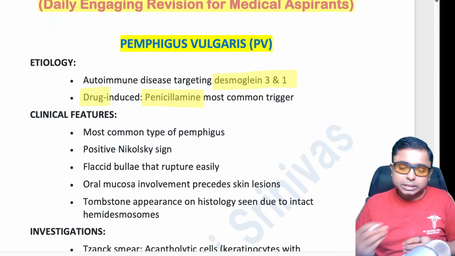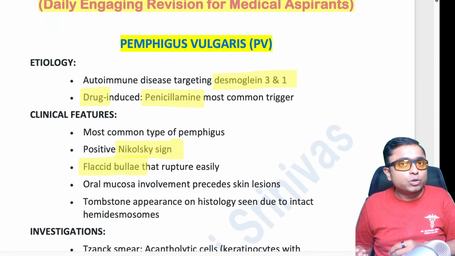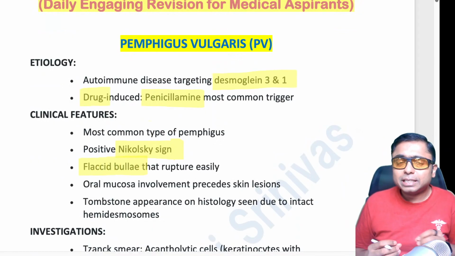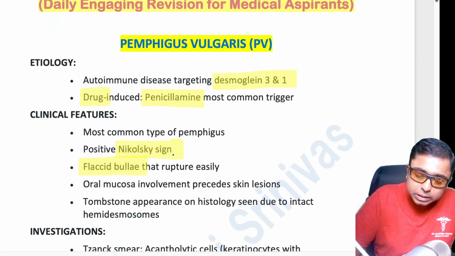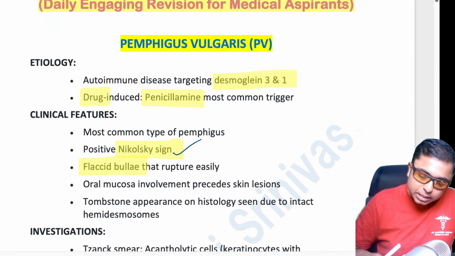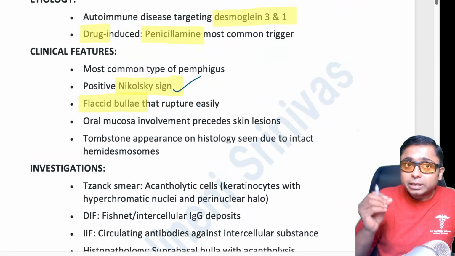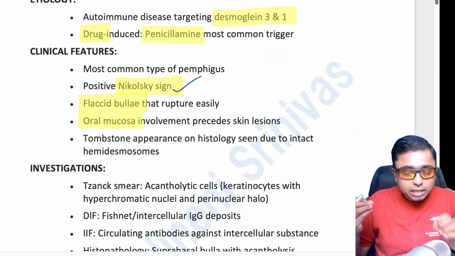Clinically, the patients are going to have flaccid bullae, and there is going to be acantholysis, where there is separation of the keratinocytes. Because of this, the skin will be easily peeled off, that is, Nikolsky sign is going to be positive. And remember, desmoglein 3 is present in the mucosa, so oral mucosal involvement, erosions and ulcerations are going to be seen.